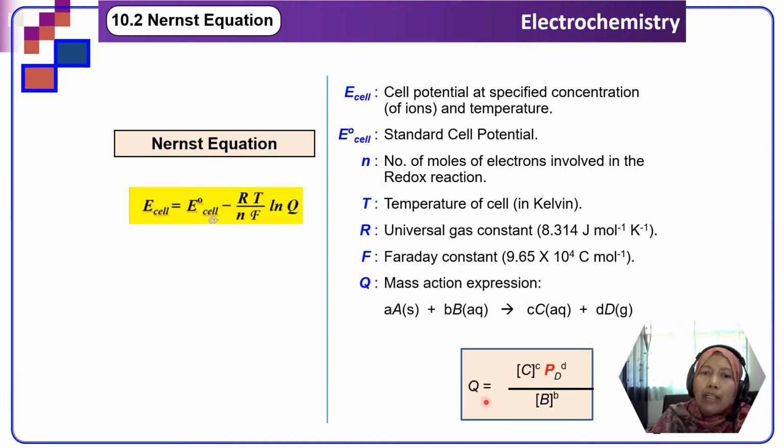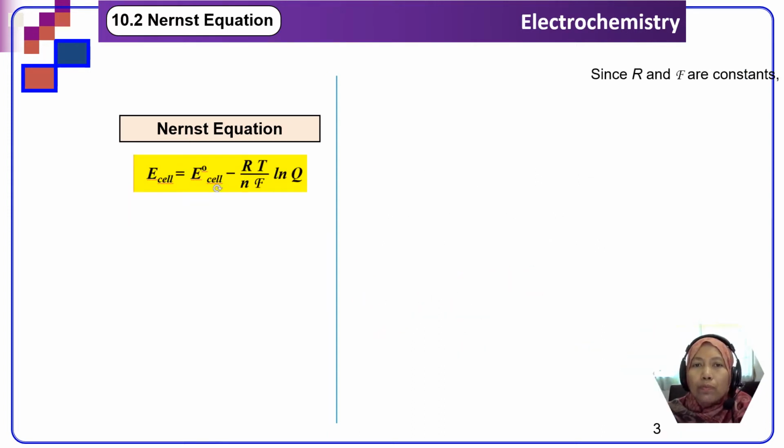Okay, example, A solid plus B aqueous produce C aqueous and D gas. So the expression for Q is the concentration of C to the power of dia punya stoichiometry times, okay, kalau gas kita ambil dia punya pressure. So pressure of D kuasa D ni adalah stoichiometry dia, divide by concentration of B. Jadi solid dia excluded daripada expression Q.